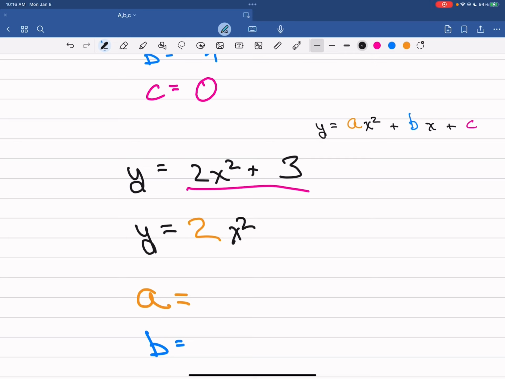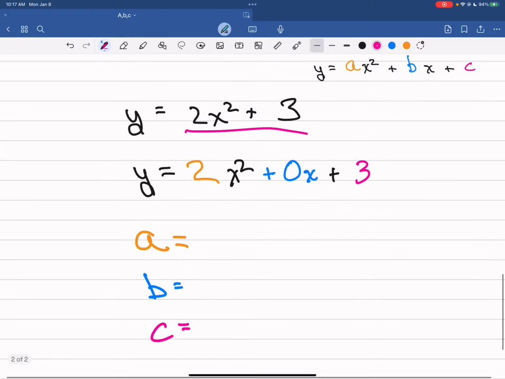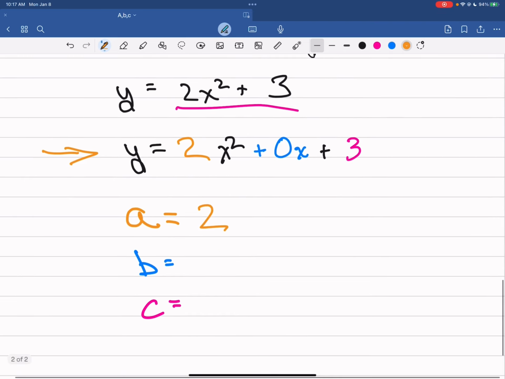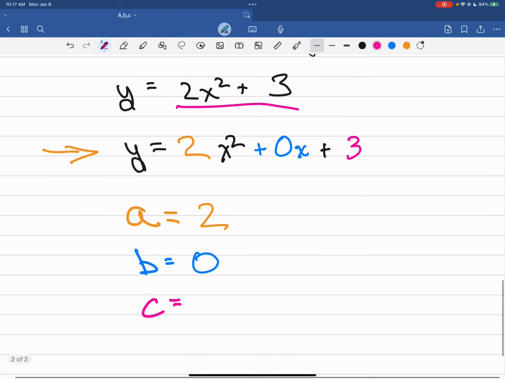But we don't have a term that has an x, do we? So what that means is that our x is hiding. And there's one thing that we could put in front of an x that would make it disappear, and that's a 0. Our c value is still there, our constant with no x. Looking at our new equation, which means the exact same thing, just written differently, we can see that a is 2, b is 0, and c is 3.